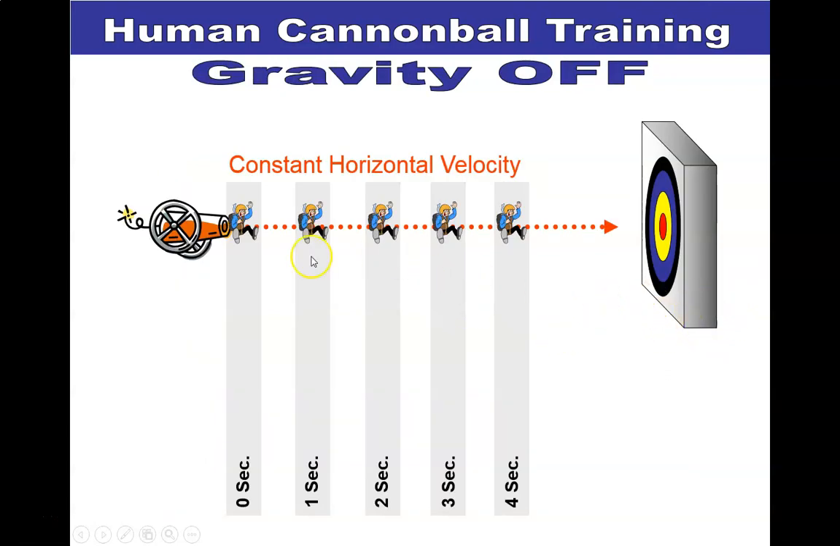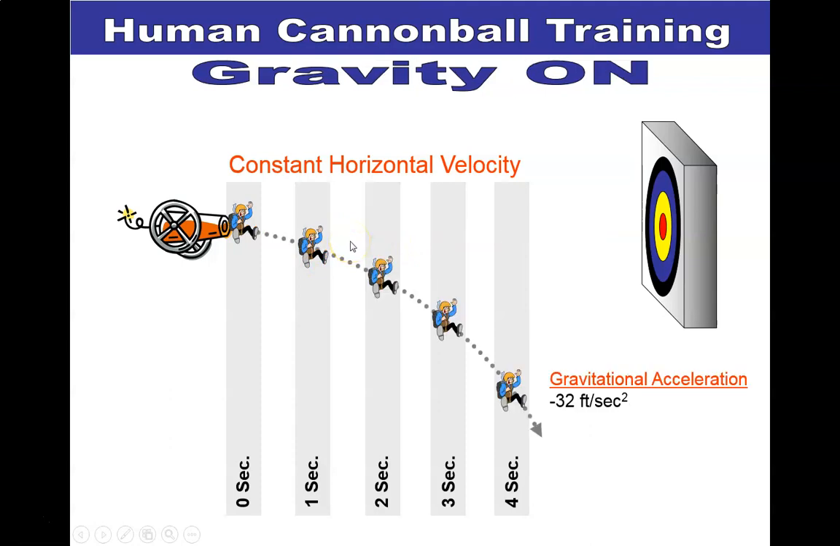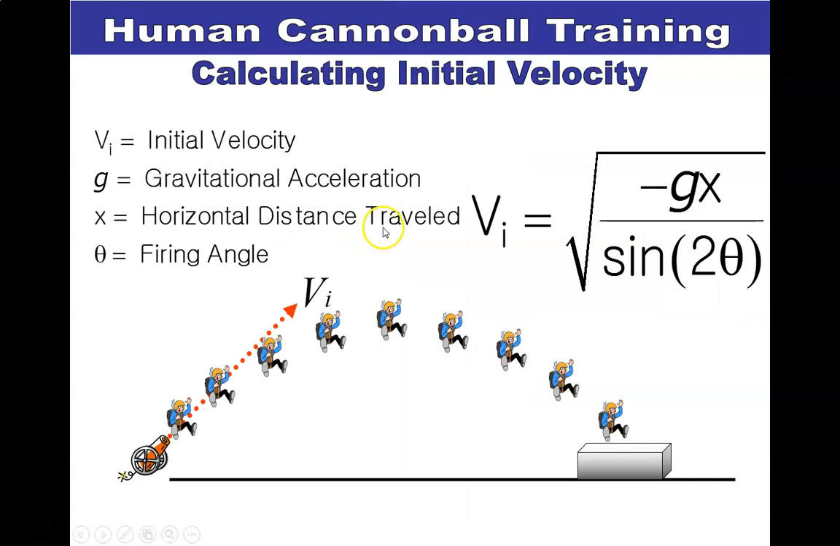If we turn off gravity, the projectile has a constant horizontal speed. Gravity doesn't pull sideways. So the horizontal speed of a projectile stays constant. The vertical speed is affected by gravity. Okay.